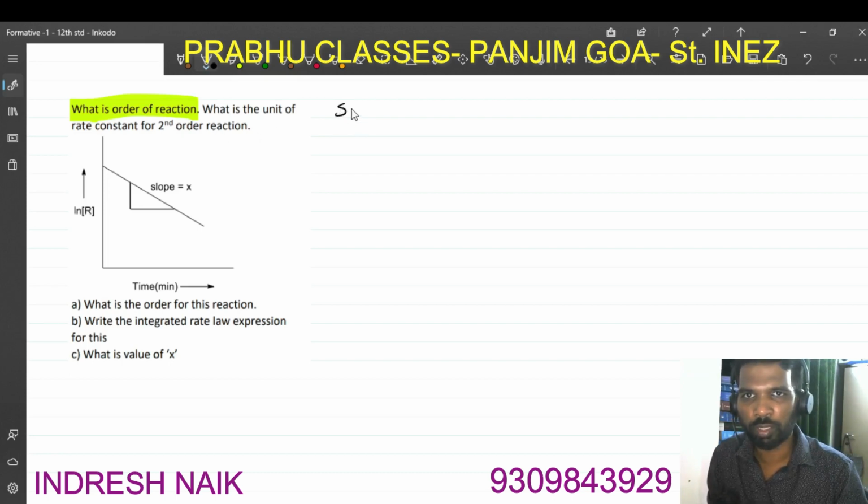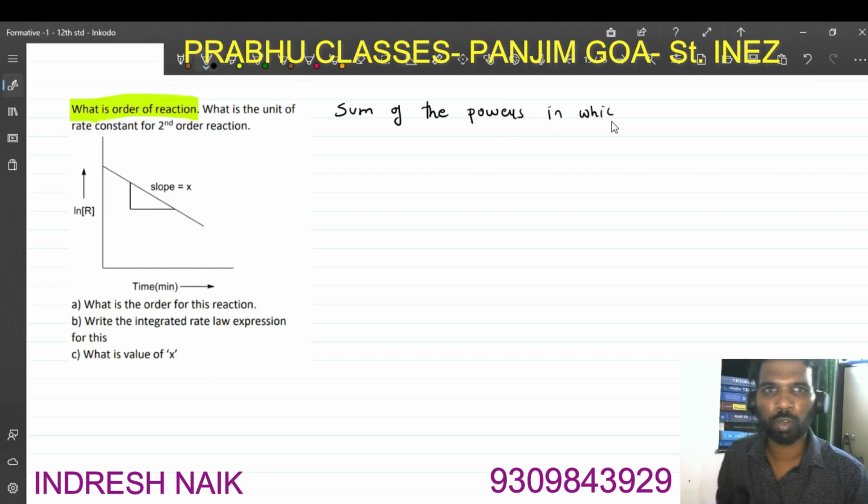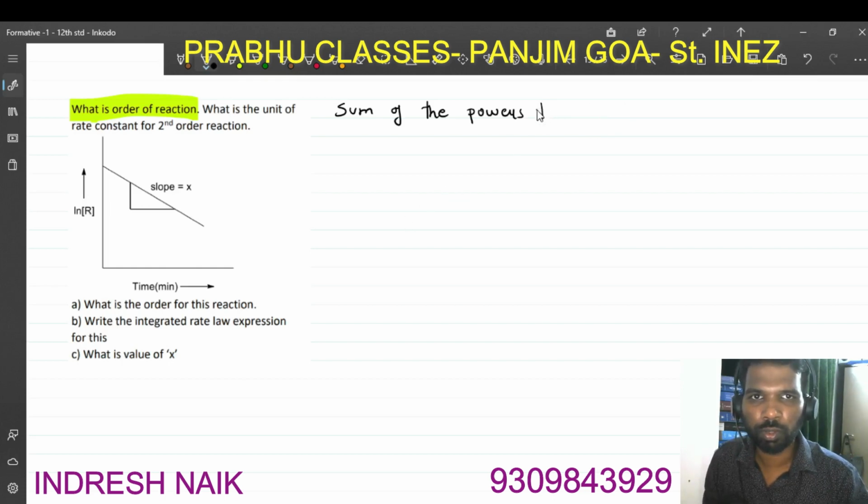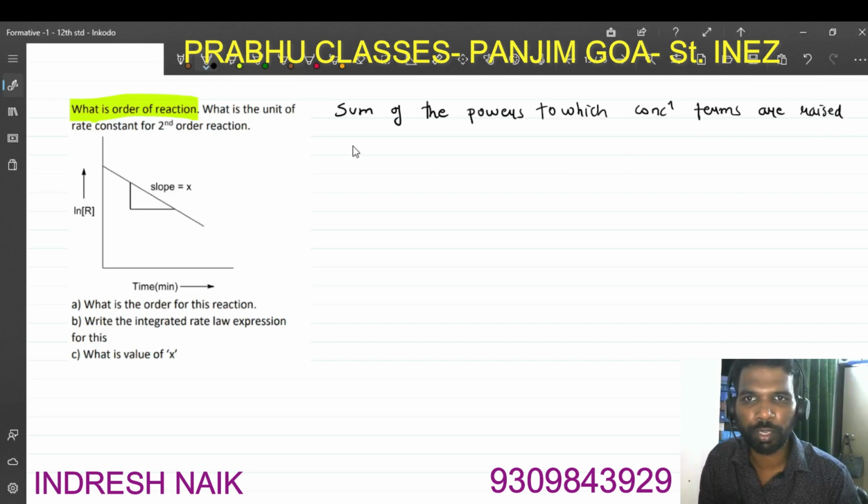You will write it this way. It is the sum of the powers to which concentration terms are raised in the rate law expression.